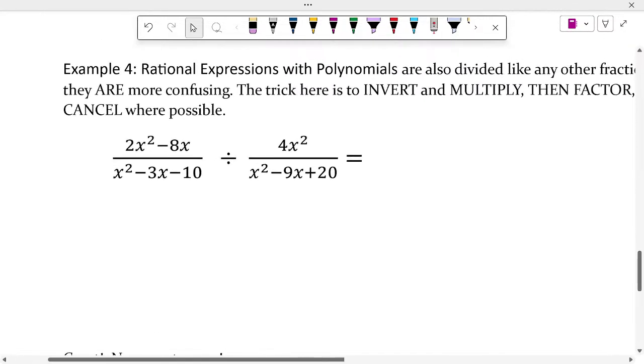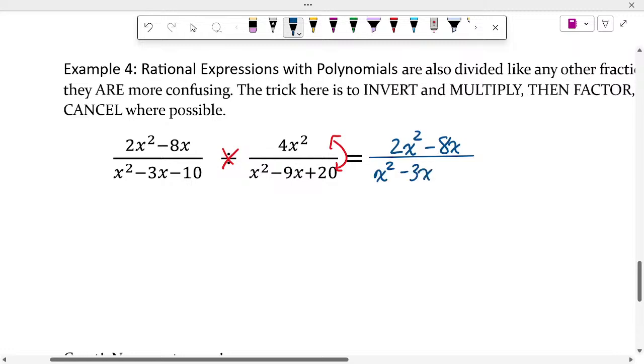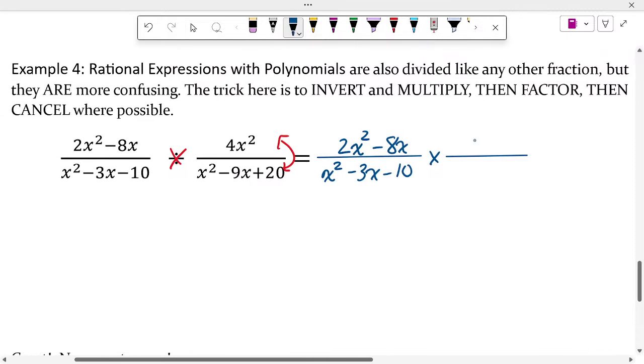What am I looking at? Okay, so the first thing is the same trick. When we see division with fractions, what do we do? Flip over the second. We flip the fractions, and that becomes multiplication. All right, don't even think about it, just do it. The top of this one is 2x squared minus 8x. Bottom, x squared minus 3x minus 10. Then we multiply that by x squared minus 9x plus 20 over 4x squared.